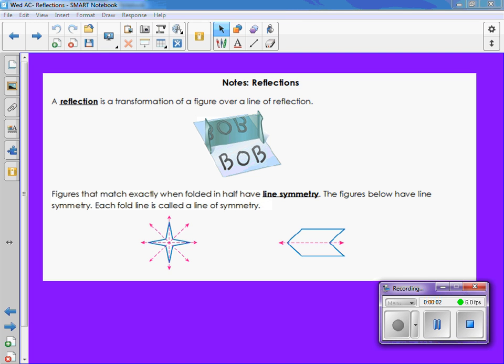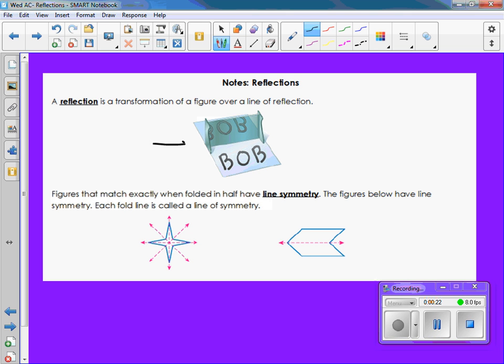So this lesson is talking about reflections, and you have seen some reflection stuff before, but you did it just with mirrors. So you can really think about reflections as when you look at yourself in the mirror in the morning, you see your reflection. It's just a transformation of you over what we call a line of reflection.